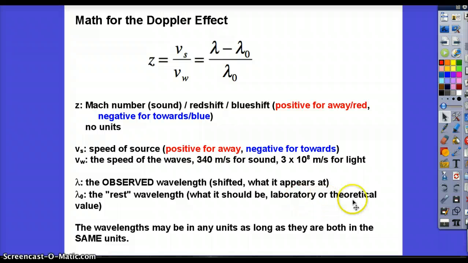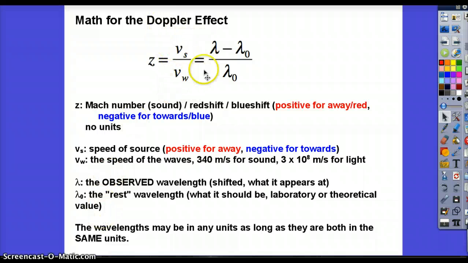You'll see these kind of words in problems. Lambda is the observed wavelength, what you see because the source is moving. The most common mistake that students make on problems like this is to mix up lambda and lambda naught, so be really careful about that, make sure you know which is which.